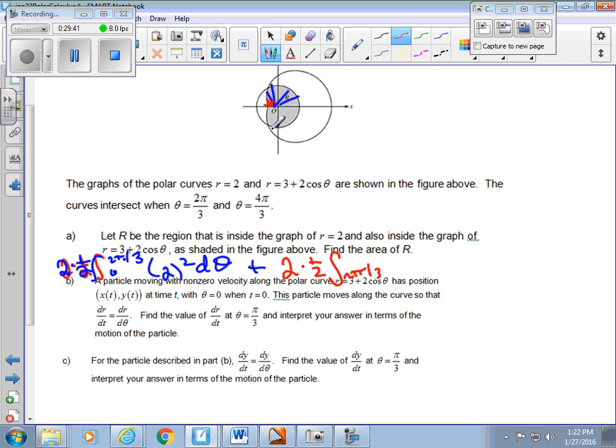If you did want to do the whole area at once, you could, and you wouldn't have to double. You could go from 2 pi over 3 to 4 pi over 3, but then get rid of the 2 if you do that. No, but it doesn't matter. Tomato, tomato. But if you do that, get rid of the 2. To pi of 3 plus 2 cosine theta squared d theta.